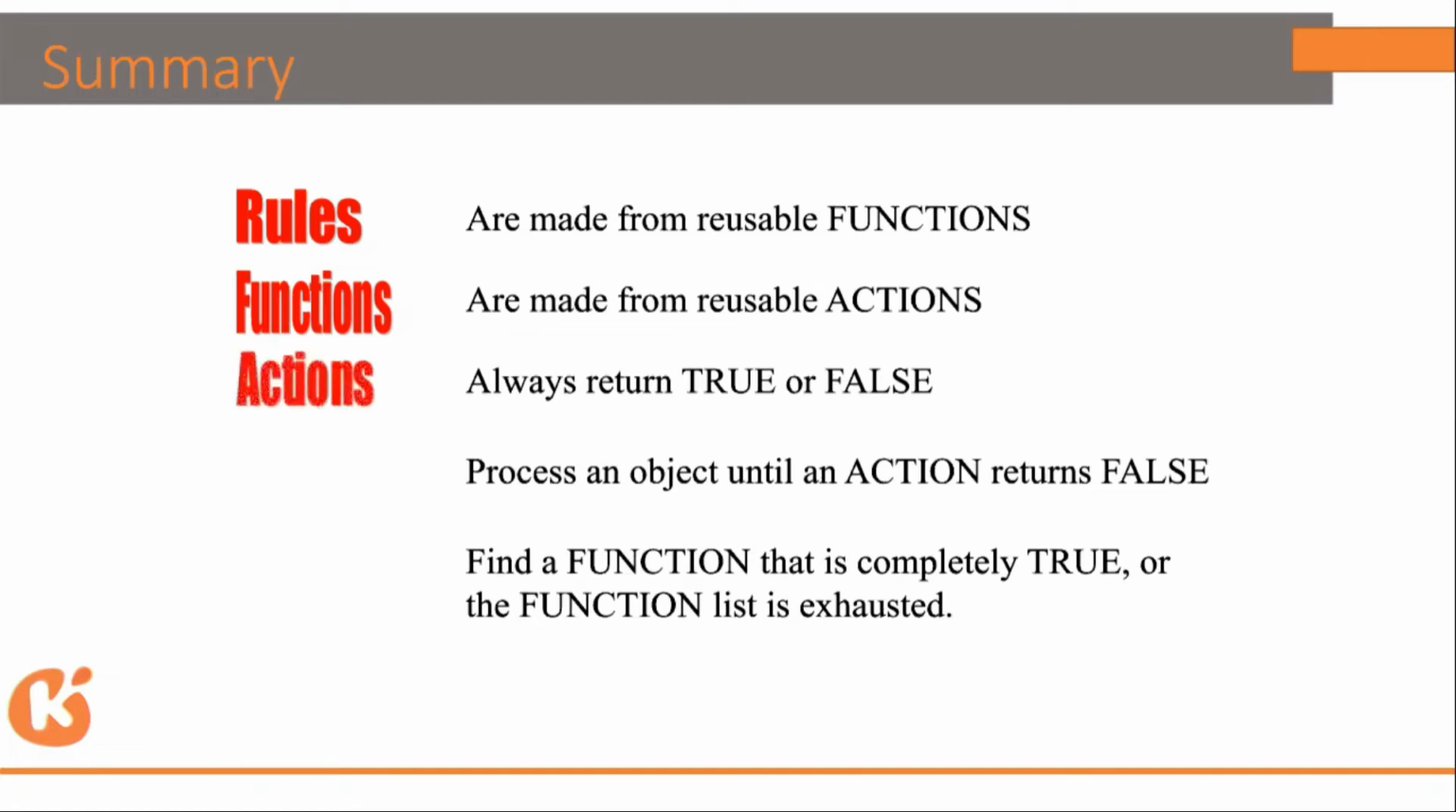What are actions? They always return true or false. An action can be true, or an action can be false. Once it is true, it will go to the next action. Once it is false, the entire function will stop and it will not go to the next action. It will come out of that function and check the next function, whether it will work or not, right?